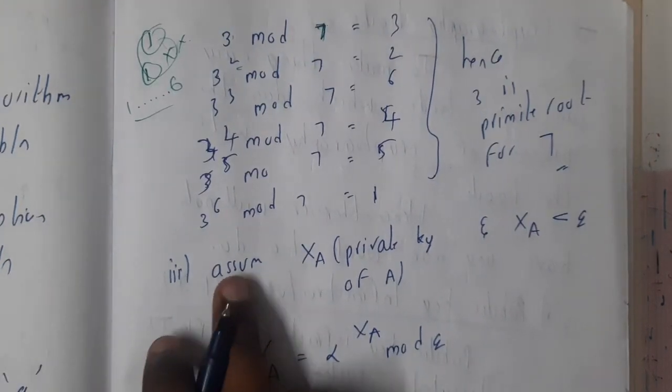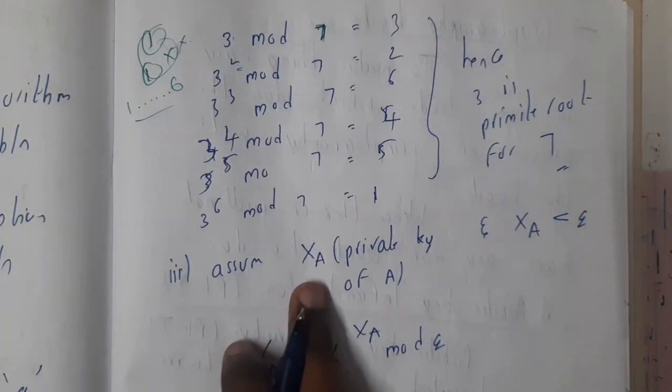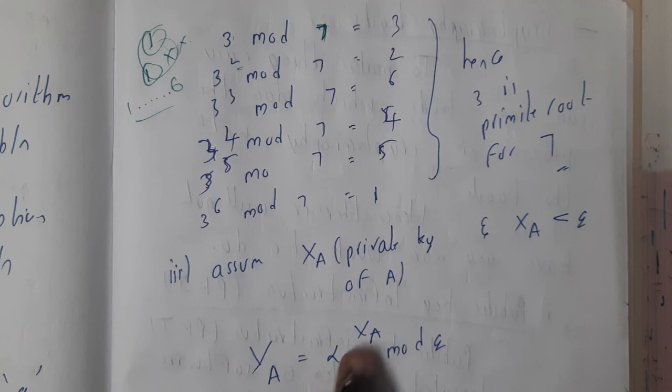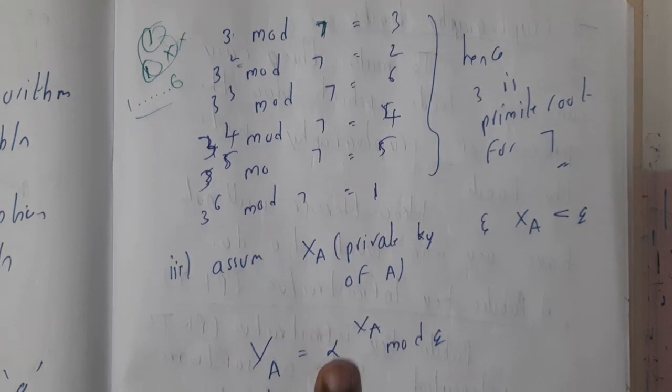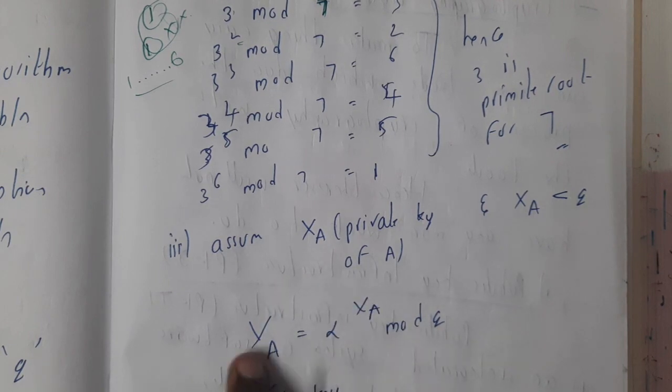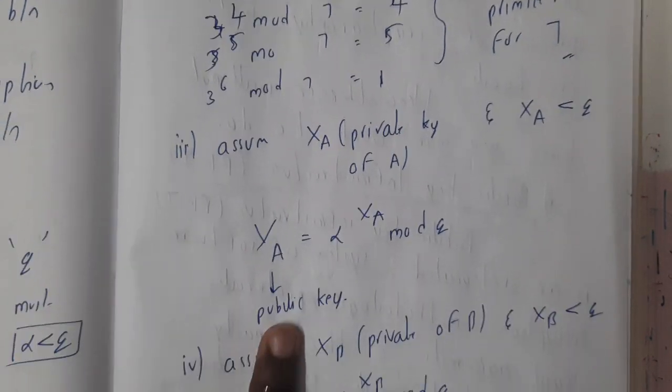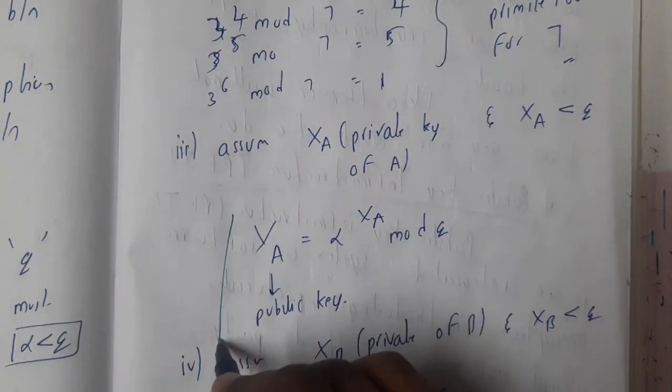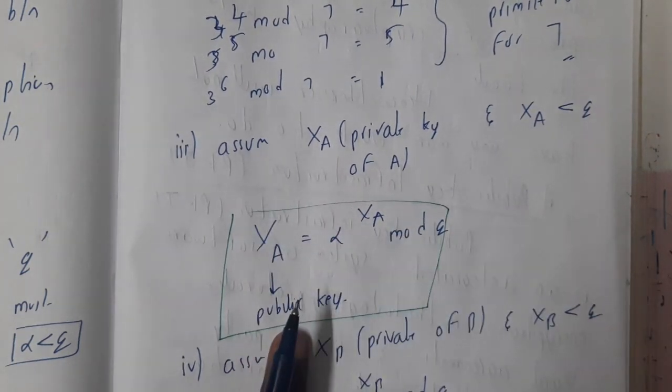Now we start our assumption. We assume xa as our private key. Then we substitute alpha power xa mod q, with the value of q known, and we get the public key. That is the formula to calculate the public key.